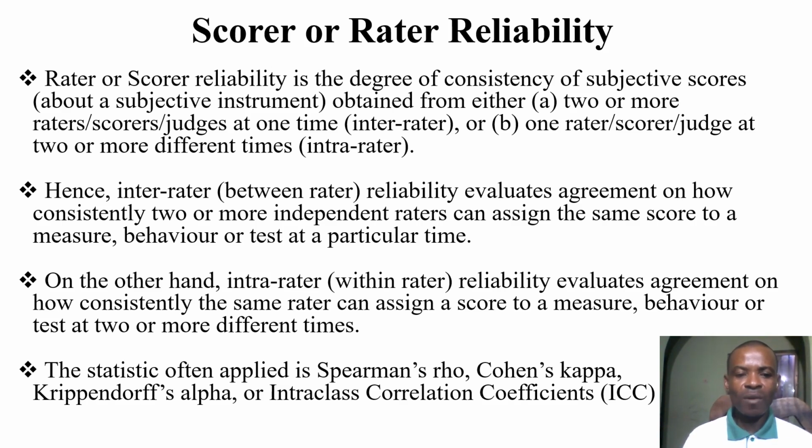Now, Krippendorff's alpha is a very robust way of calculating reliability in scorer or rater reliability, because it takes care of nominal, ordinal, or continuous data, while others are applied to a given type of data. Krippendorff's alpha method can be applied whether the data is nominal, ordinal, or even continuous. It also takes care of missing data in computing reliability.